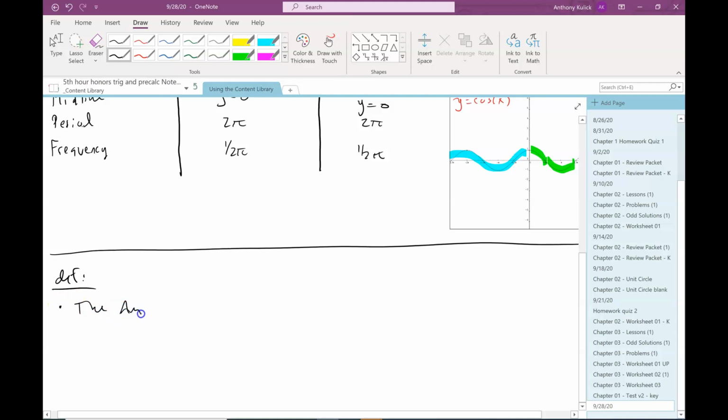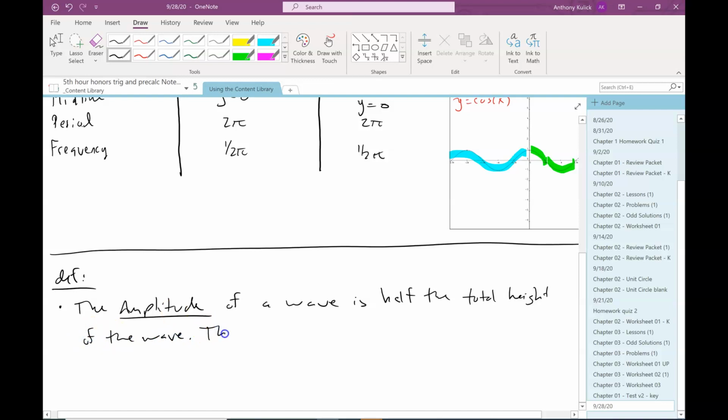So we say that the amplitude of a wave is 1/2 the distance, maybe we should say 1/2 the total height, of the wave. That is, it would be half the distance between the maximum and minimum values.